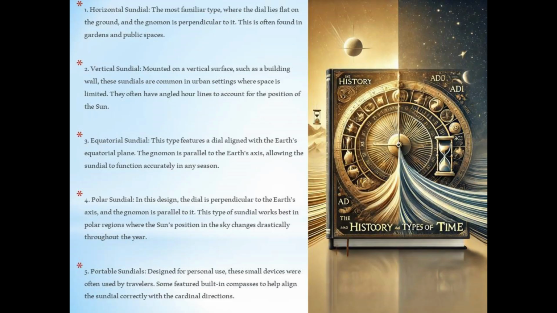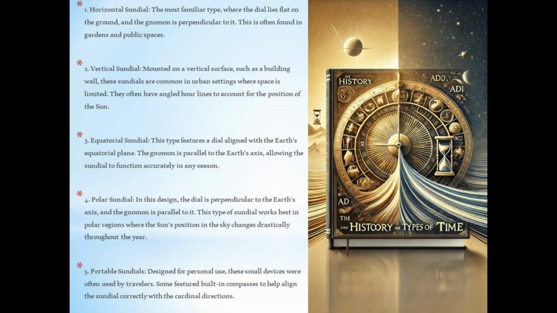Number 2. Vertical sundial. Mounted on a vertical surface such as a building wall, these sundials are common in urban settings where space is limited. They often have angled hour lines to account for the position of the sun. Number 3. Equatorial sundial. This type features a dial aligned with the Earth's equatorial plane. The gnomon is parallel to the Earth's axis, allowing the sundial to function accurately in any season.